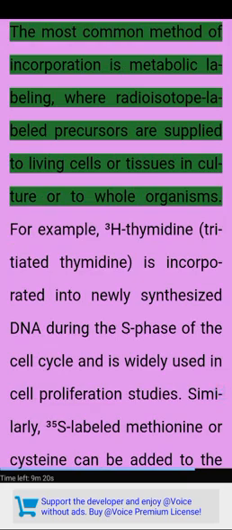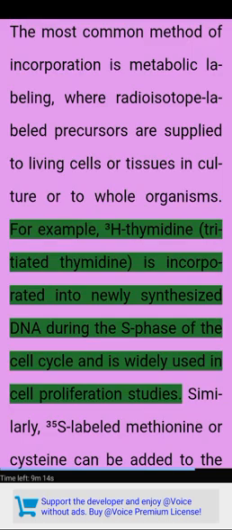The most common method of incorporation is metabolic labeling, where radioisotope labeled precursors are supplied to living cells or tissues in culture or to whole organisms. For example, ³H-thymidine, tritiated thymidine, is incorporated into newly synthesized DNA during the S phase of the cell cycle and is widely used in cell proliferation studies.